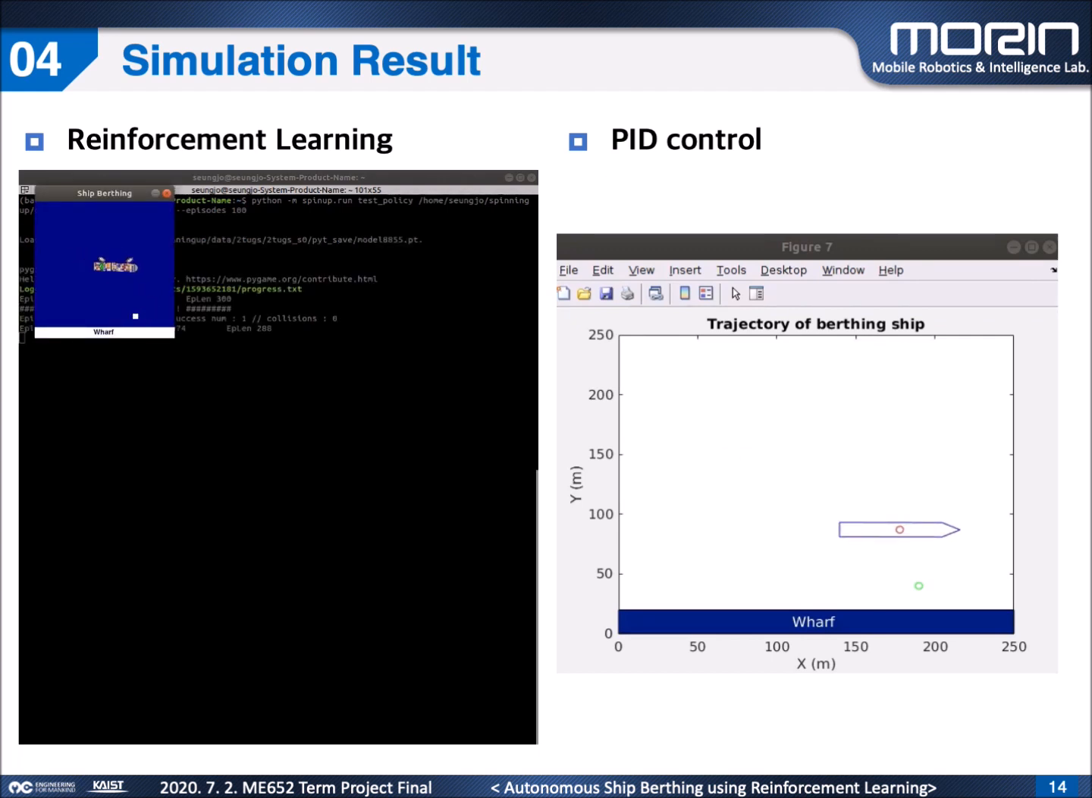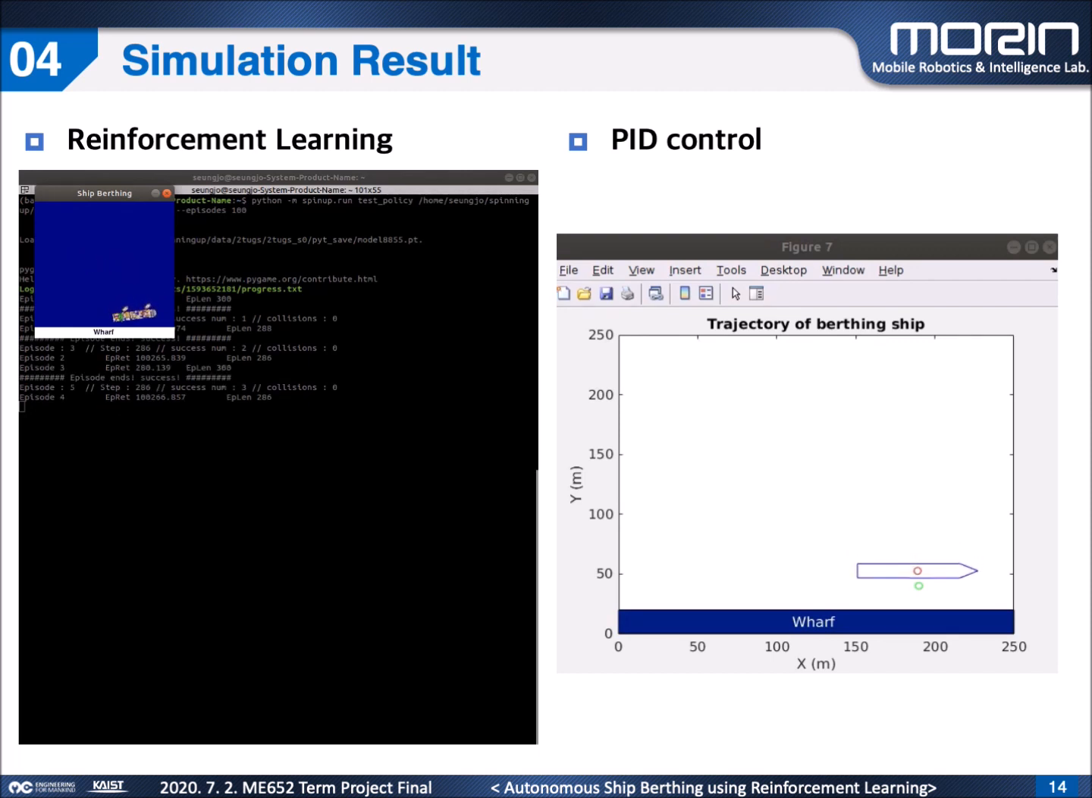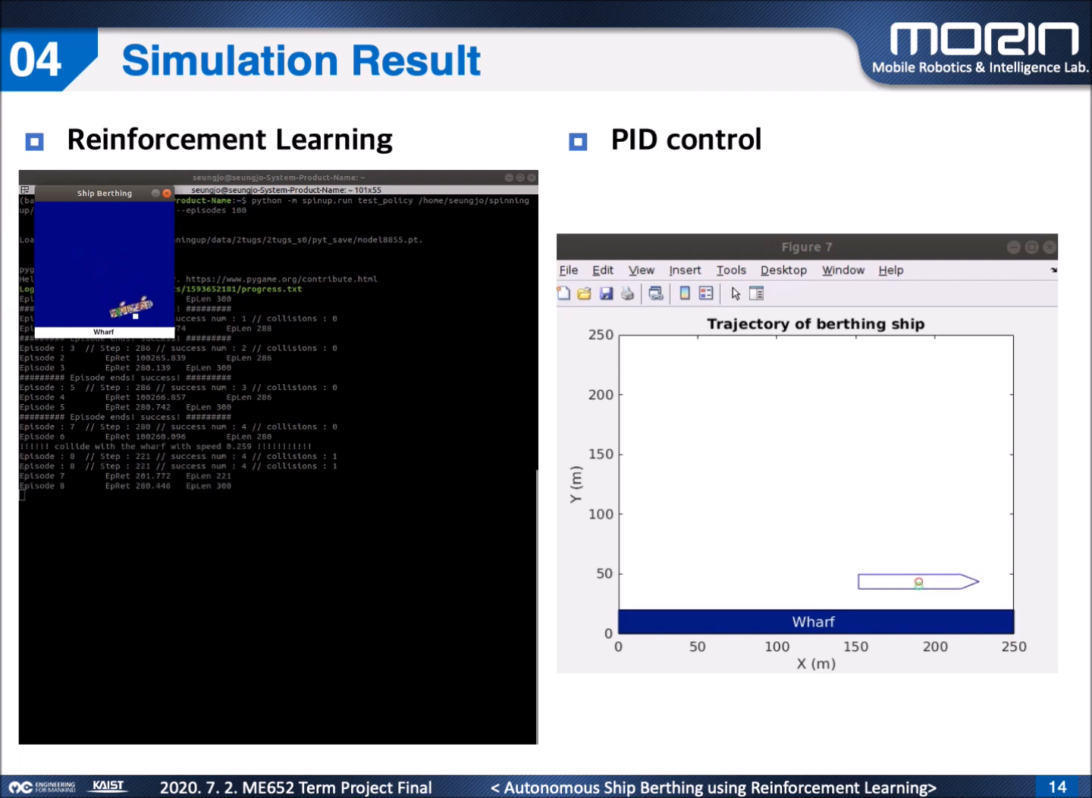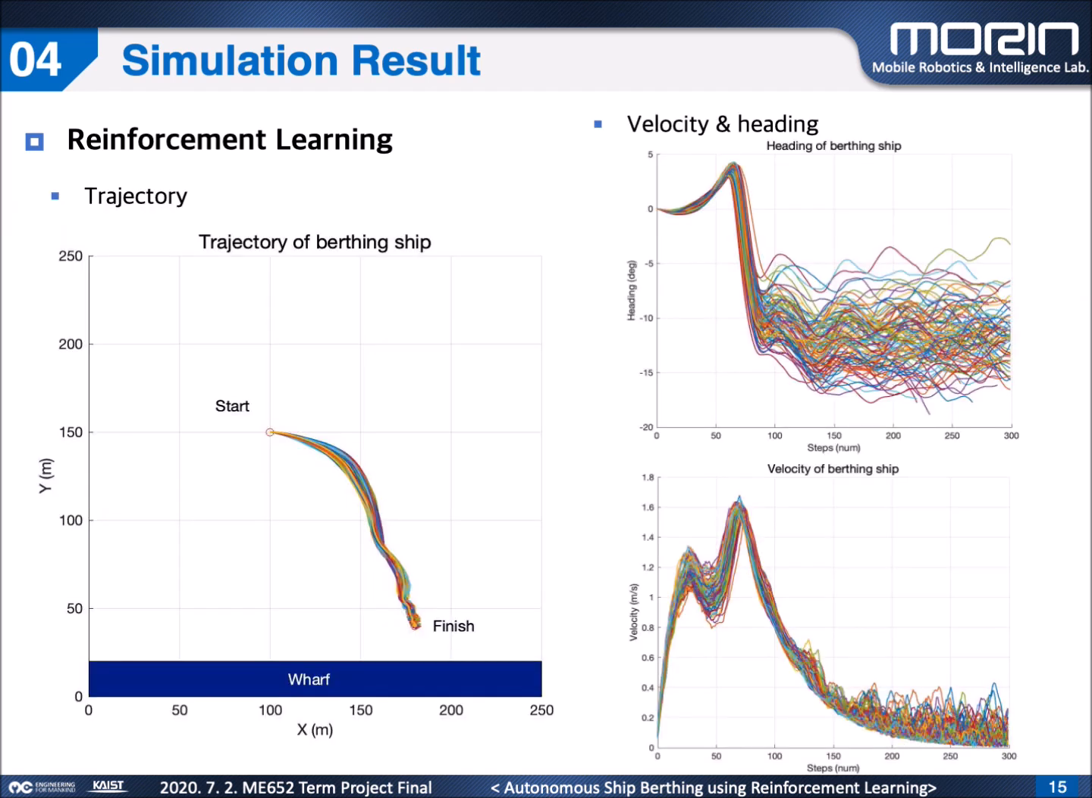The right side is the result of PID. If you look at the movement of the agent, you can see that it arrives at the goal point more stably than RL. From the simulation of the previous video, we plotted each trajectory, velocity, and heading as follows.